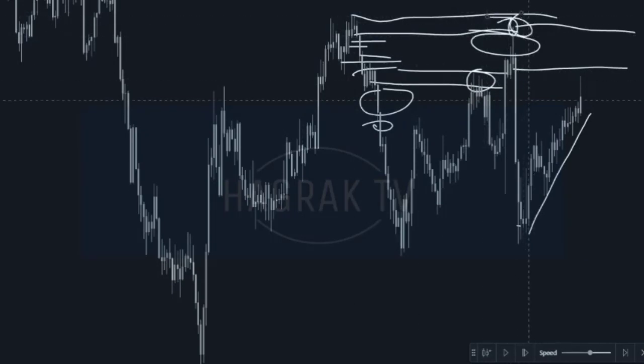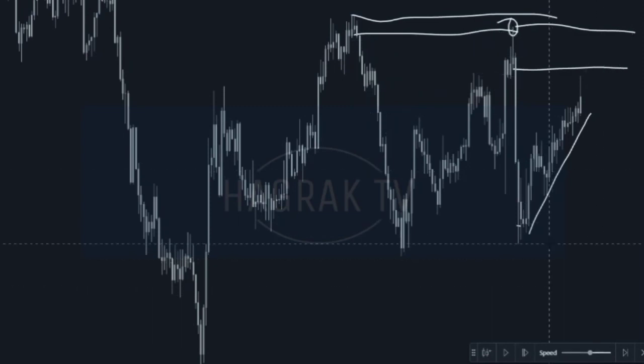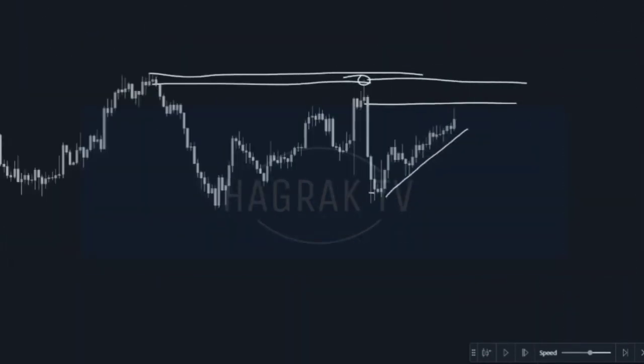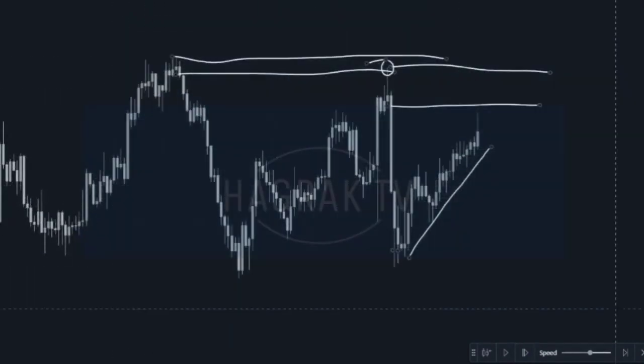and react off of before moving in a certain direction. And then we can frame out trades and utilize market structure to understand those moves and just classify and categorize those moves into an understandable framework.